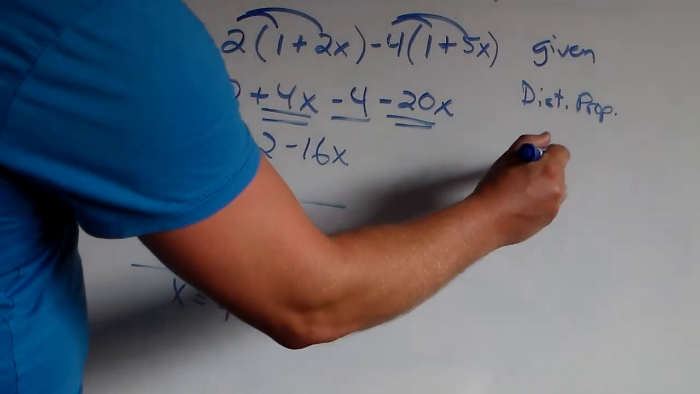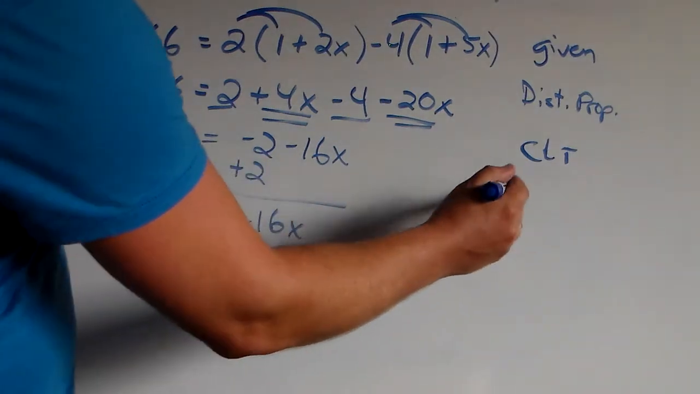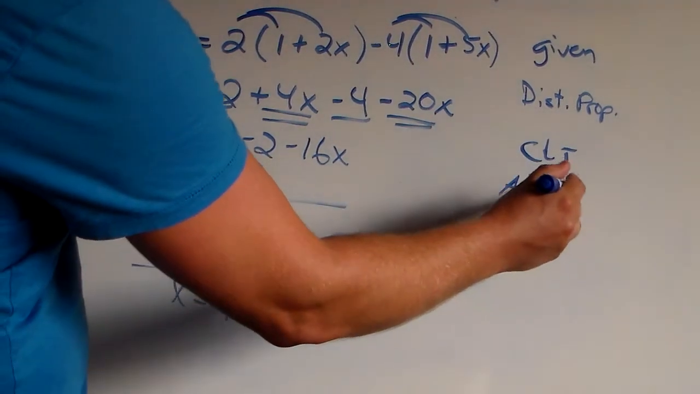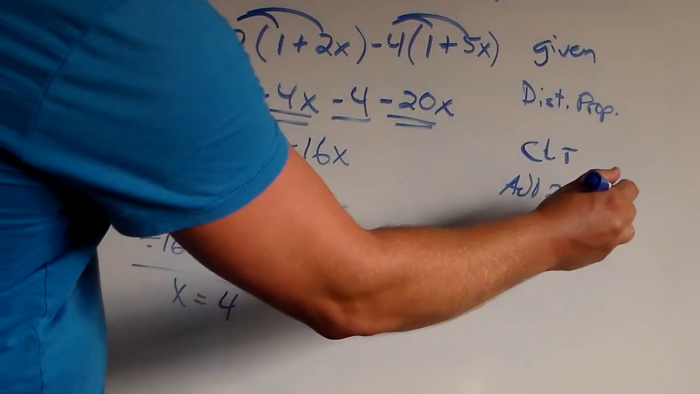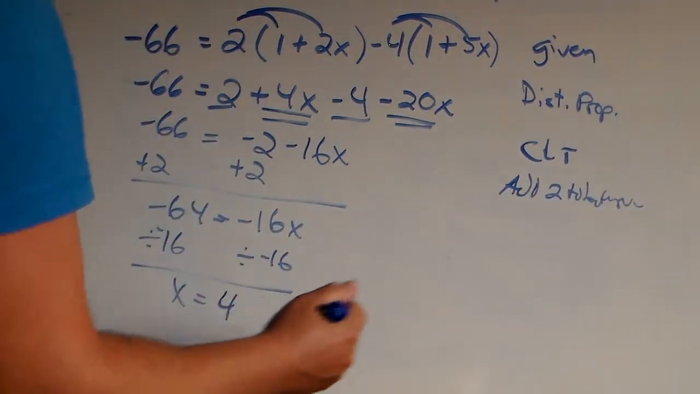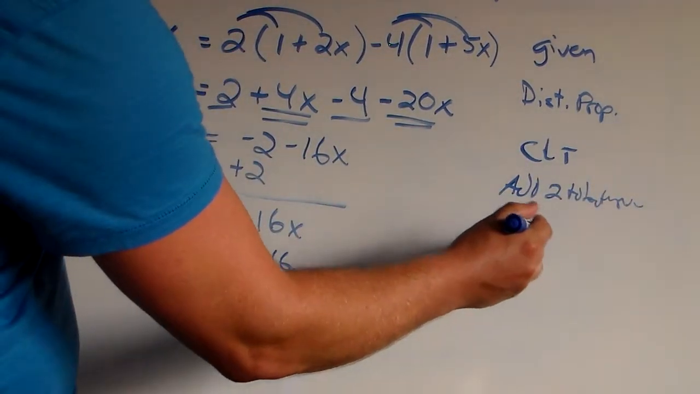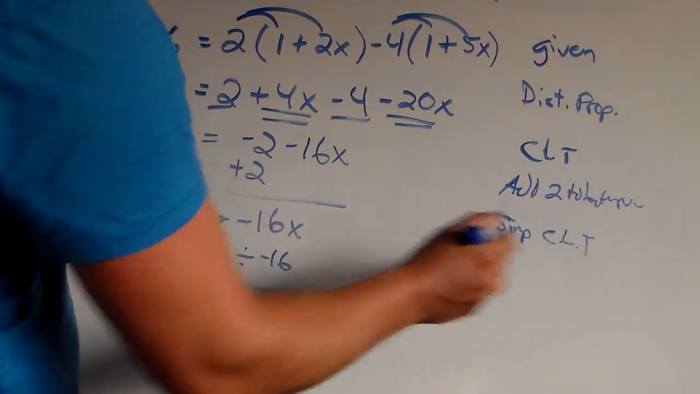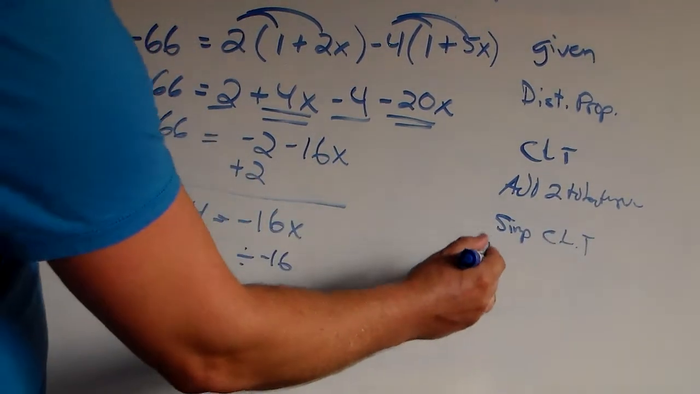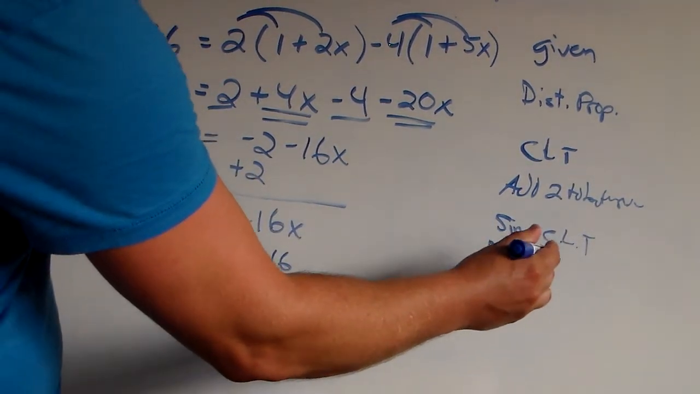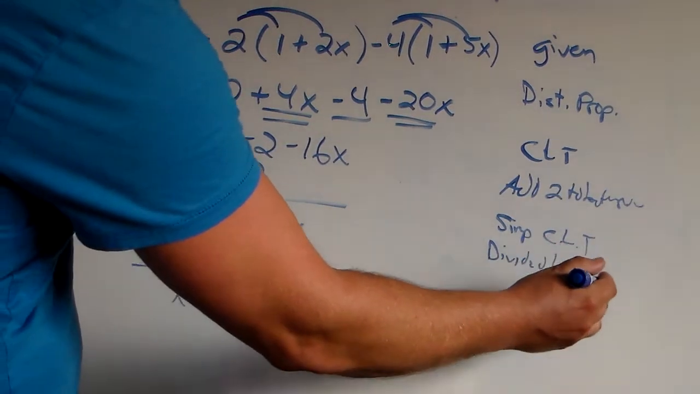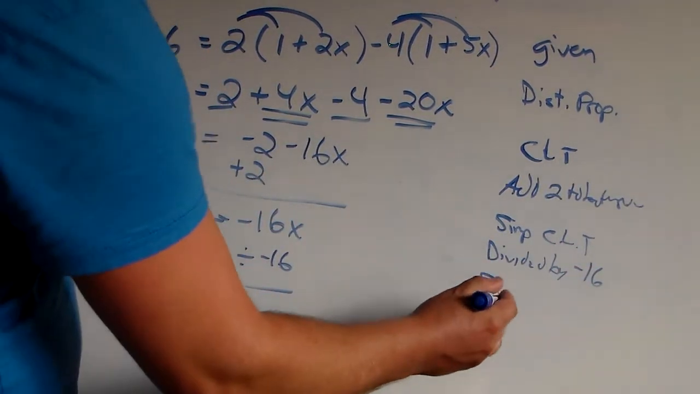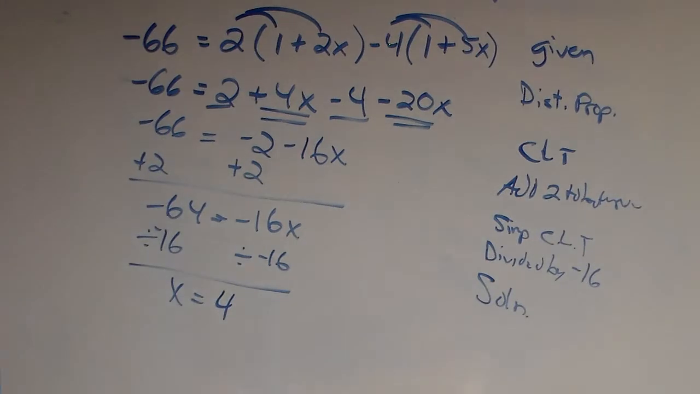So we did combine like terms. We then added 2 to both sides. We then simplified, or combined more like terms. Then we divided by negative 16. And then we have a solution of x equals 4. That's the answer to problem number 5. Next up, we'll do problem number 8.